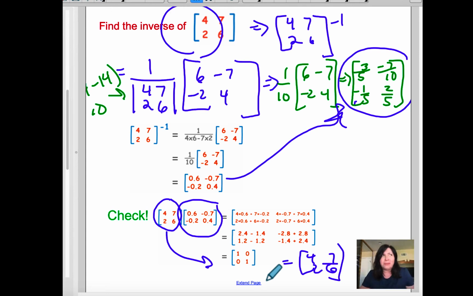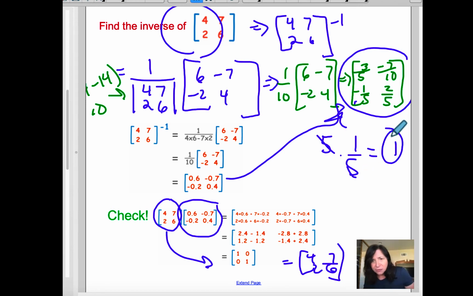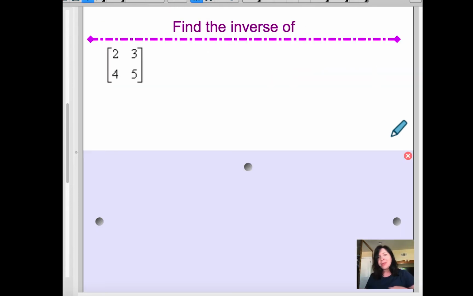And that should make sense. Because if my value is 5 and I multiplied it by its inverse, 1 over 5, I'm going to get the identity for multiplication, which is 1. So the identity for a matrix is 1, 0, 0, 1. So when I multiply those, I should get the same value. So think about that. Okay, so let's just do this one more time.